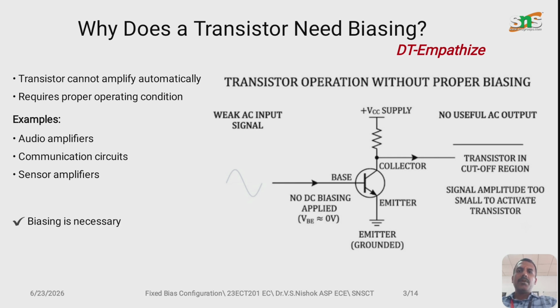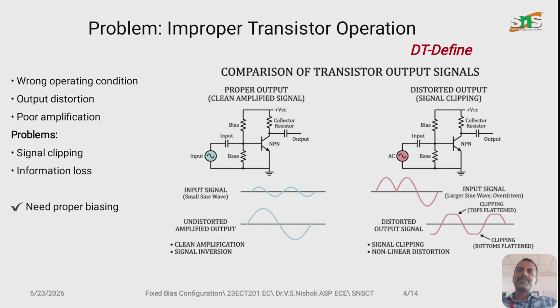By proper biasing, the operating point of the transistor is fixed at the active region and it provides proper faithful amplification. Examples are many electronic systems like audio amplifiers, communication circuits and sensor amplifiers. So everywhere the biasing is necessary.